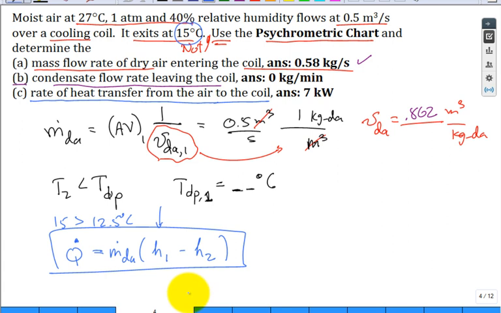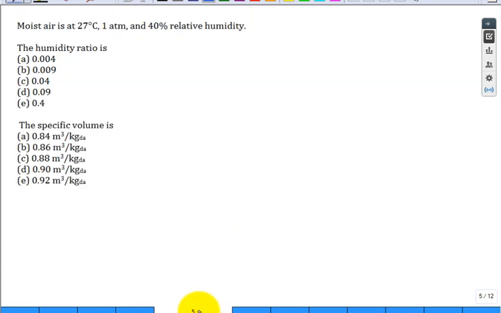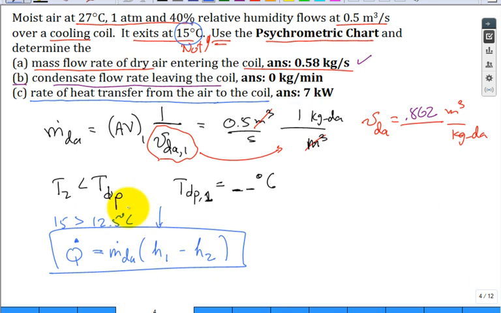Okay. So let me see if I had the numbers worked out. This one is around 50. What did we say that was? 38. That's 12. 12 times the mass flow rate of 0.58. And what do you get? 6.96. I think that's close enough to 7.